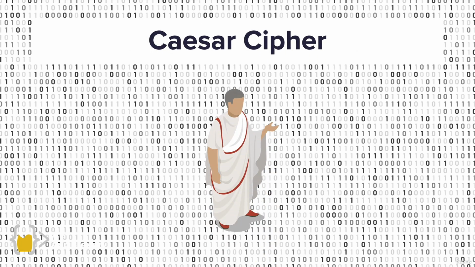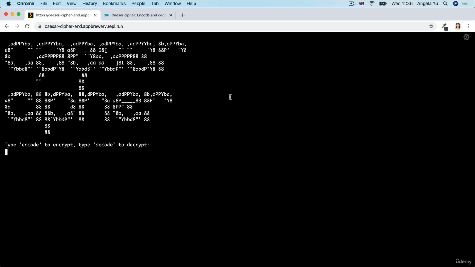So Caesar Cipher is a really quite ancient type of encryption. The story goes that when Caesar wanted to send highly sensitive military messages, he would encode his message so that each letter would be shifted by a predetermined amount. So let's say that we wanted to encode the letter A and we shift it by 3. Well, then A becomes D, B becomes E, and so on and so forth. And this is what the final version will look like.